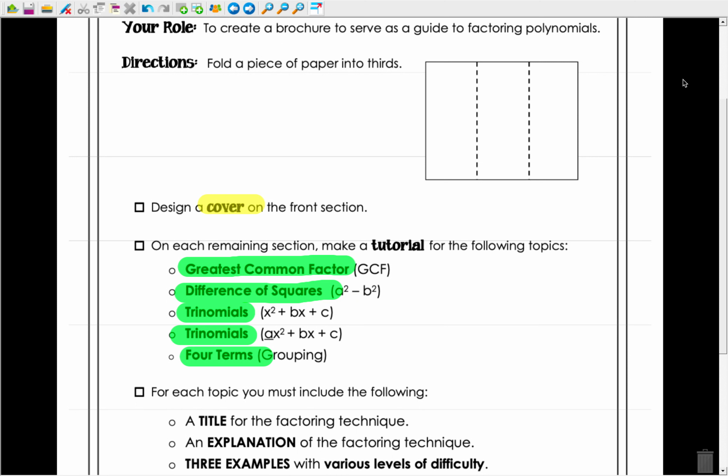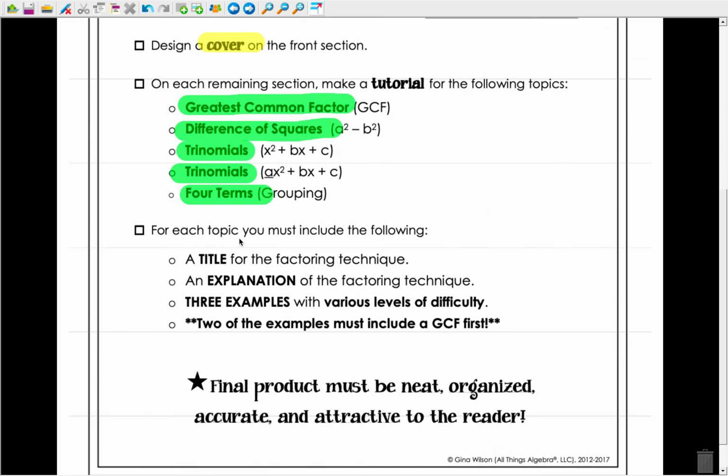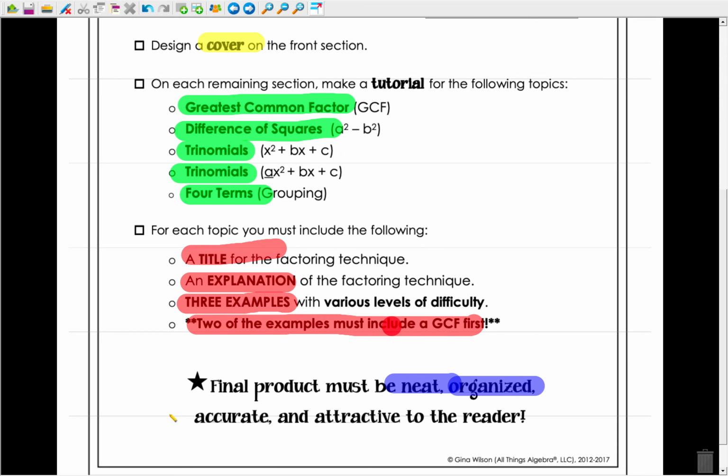I suggest you look back at your notes from the last unit so that you can remember how to explain these. Each of your topics must include the following: a title for whatever the factoring technique is, an explanation in your own words, and then give me 3 examples, okay? And I would love it if you can make sure that 2 of the examples include a GCF first. Your final product, y'all, it needs to be neat, organized, and accurate. Well, attractive to me as well.